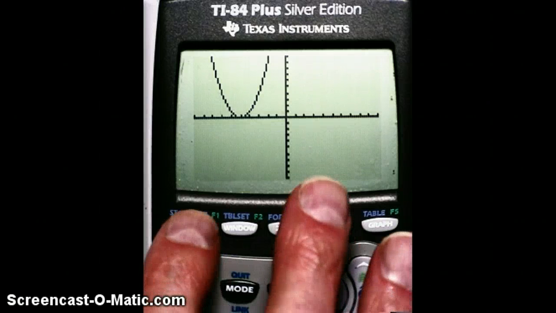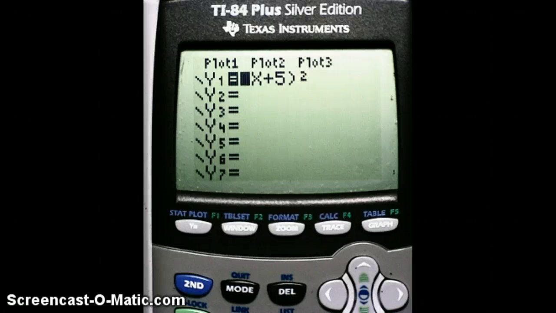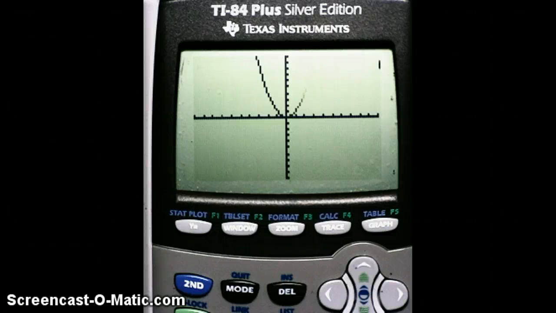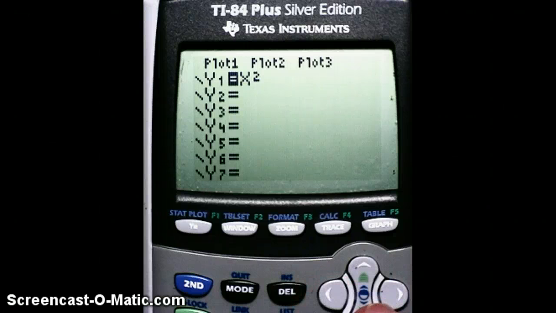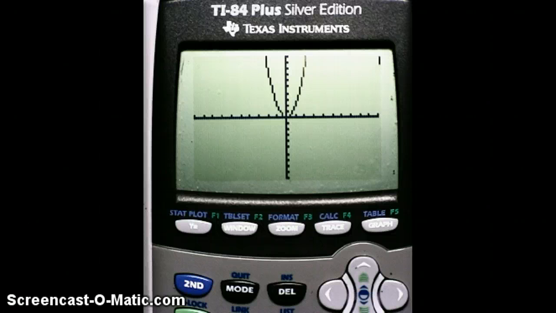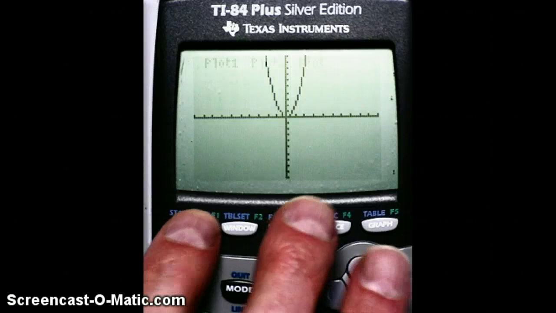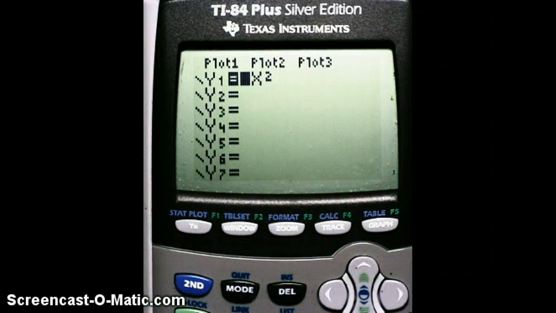Let's go back to our original x squared graph. Can I make it more narrow? Well, let's see. I would have to insert a number in front of that x squared, let's just say 2. When I hit graph, it will make that graph more narrow. All right. Now, what if I clear this out and hit 0.1 x squared?